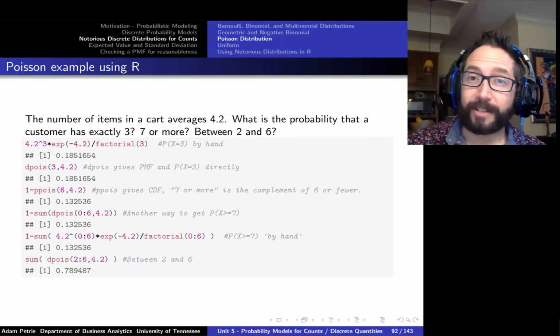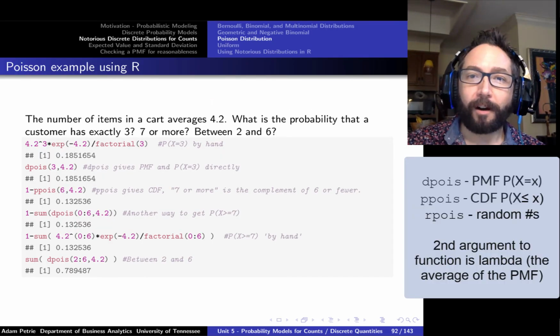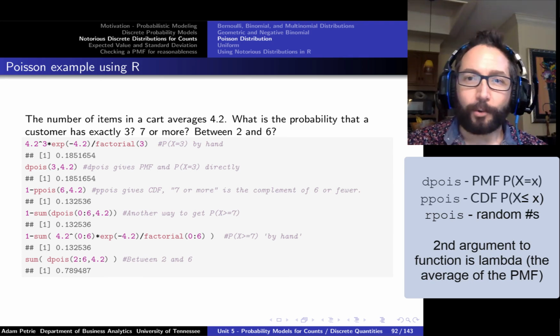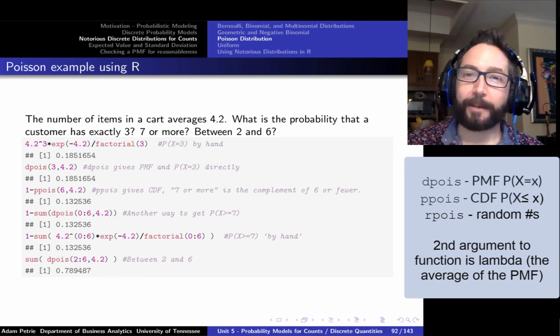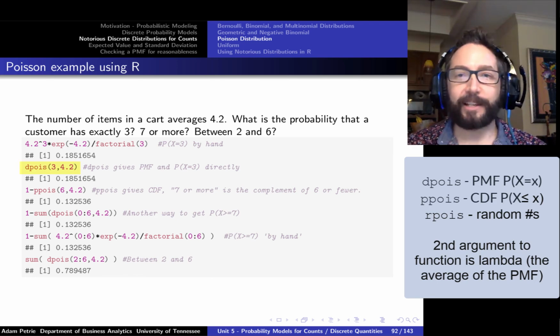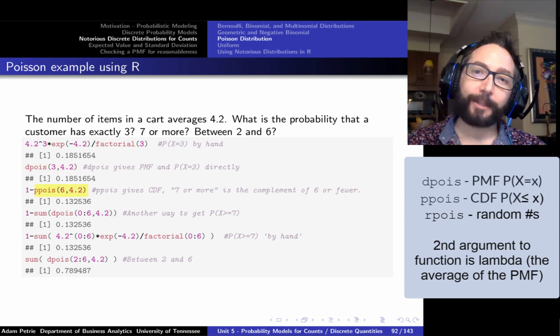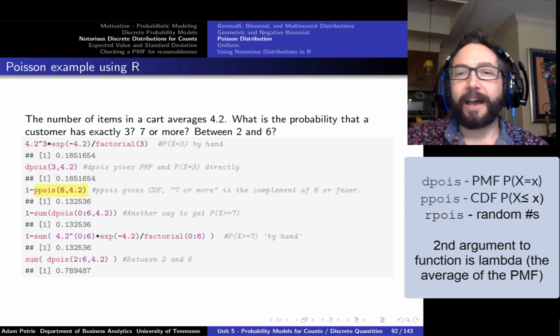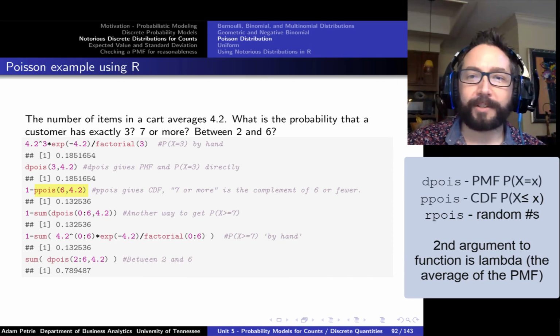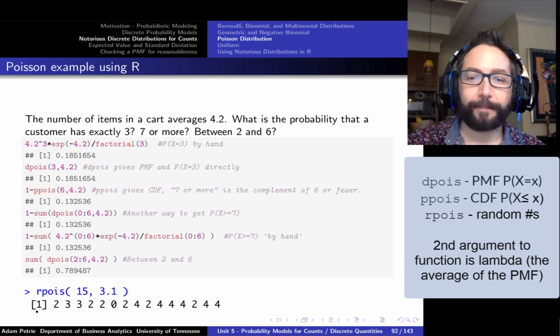How can we use this distribution in R? Well, R knows the Poisson distribution by pois, P-O-I-S. So dpois would give us the values from the PMF, the probability of observing a value exactly equal to 3, exactly equal to 5. ppois would give us the probability of observing a value of at most 10, or at most 5 here, so 5 or less. rpois would give us random numbers from a Poisson distribution.